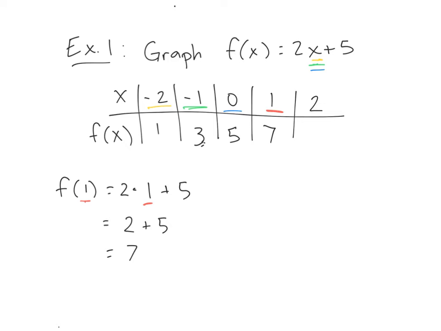Alright, let's take a look at that one. If I input a 1, I kind of erased my old work so you can see it down there below. 2 times 1 plus 5. So then that's 2 plus 5, which is 7. So my output value would be 7 for an input of x equals 1.